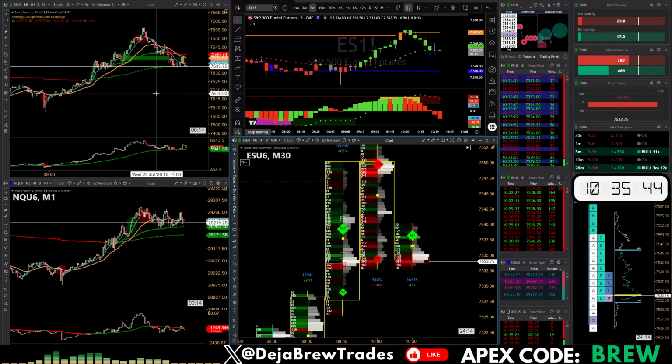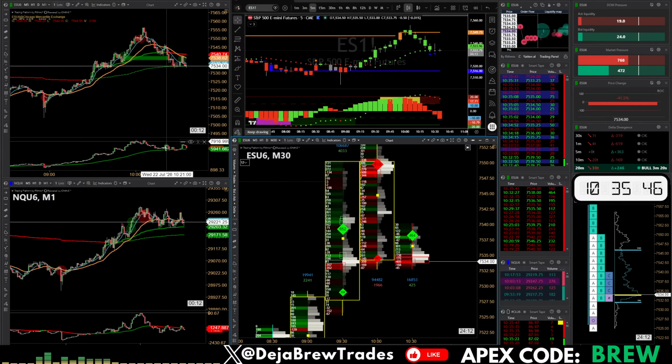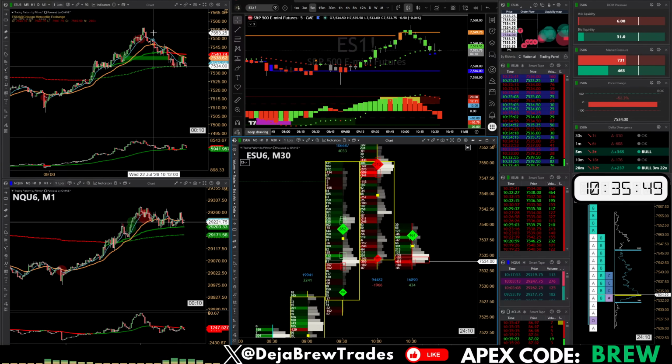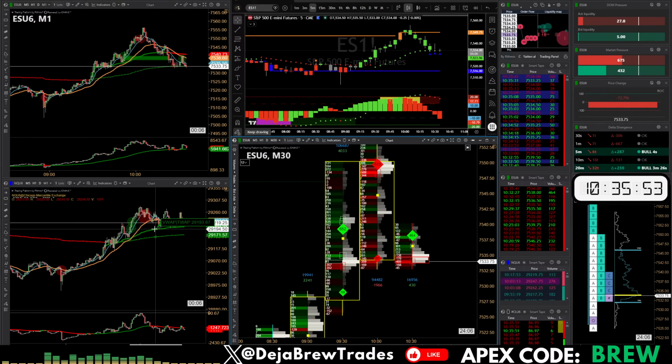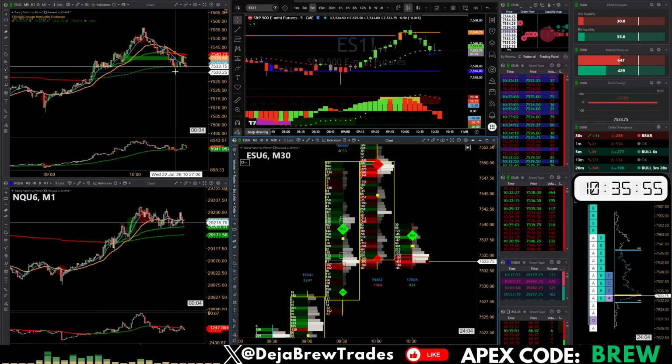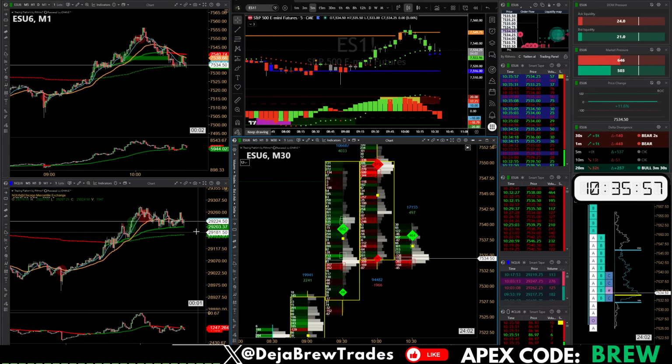You can see that ES is a little bit ahead of NASDAQ here. You can see the sell-off on ES is a bit stronger. NASDAQ is trying to hold those lows, but ES is putting in a lower low, lower high.